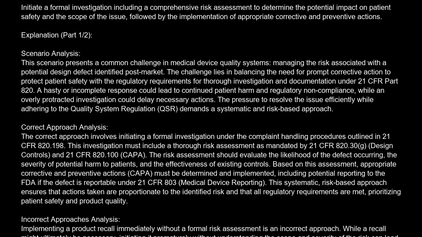Incorrect approaches analysis. Implementing a product recall immediately without a formal risk assessment is an incorrect approach.